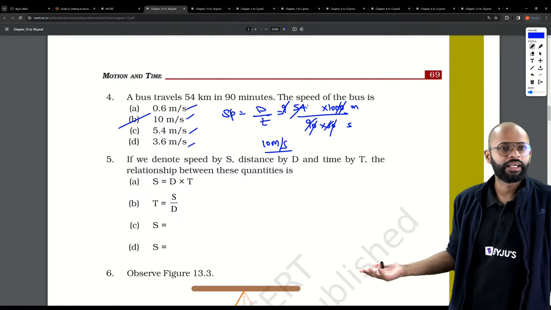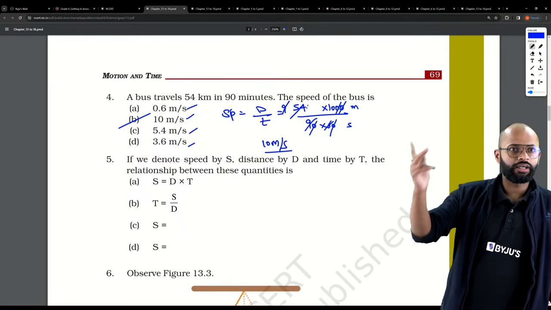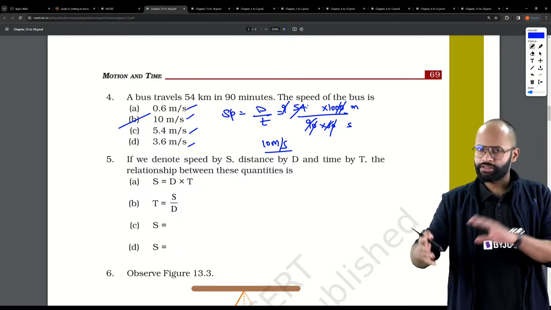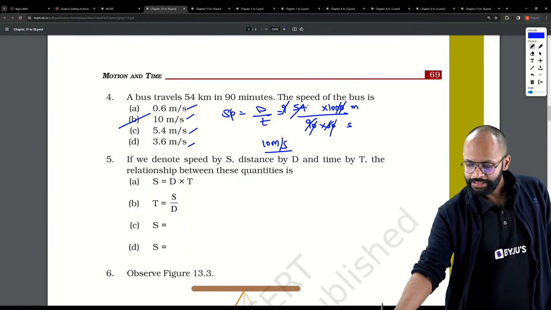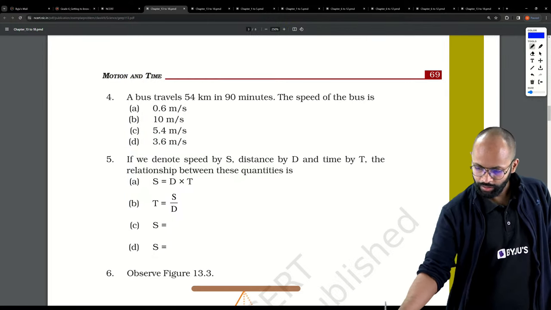Very easy question. Yes, break. Masood, we'll take a break after physics. Don't worry, I'll give you a break. Kriti ma'am will join after 5 minutes. Okay, let's move ahead.